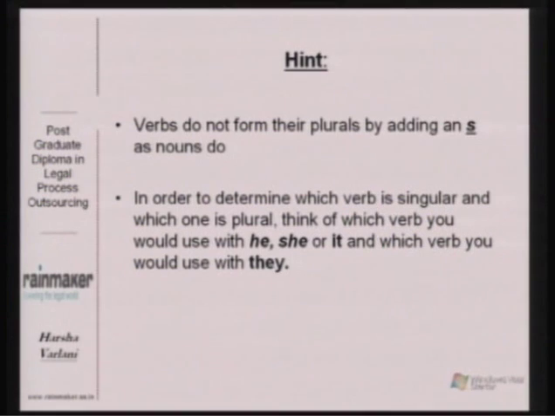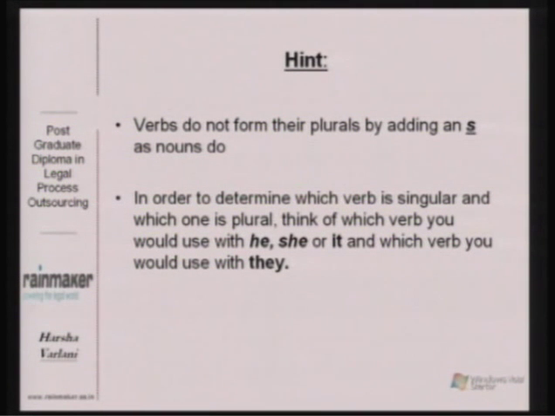Let us look at this. The small hint that we can give you: verbs do not form plurals by adding S at the end as nouns do. As I mentioned, girl, girls, boy, boys. However, it is not the same with verbs.